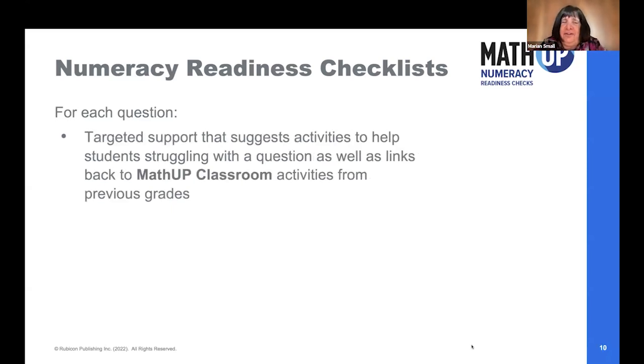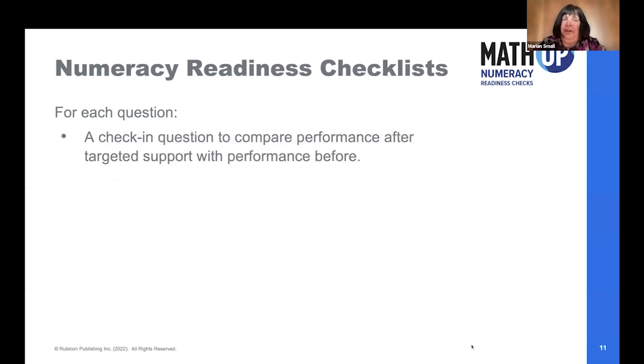But the best part is that for each question, we are suggesting support. So we're giving you activities to help kids who struggled with those questions. Some of them link back to MathUP classroom lessons from previous grades or from previous topics. But other activities are just brand new activities that you can use to help kids who are struggling with something, so that before you continue, you can fix it up so they're ready for the new piece. And we're also providing what we're calling a check-in question, so you can compare their performance on the original numeracy readiness check, but also after you gave them the support. Like, did it work? Are they doing better now that you've done support? So we'll give you some insight into, is this working and how is it working for my students?